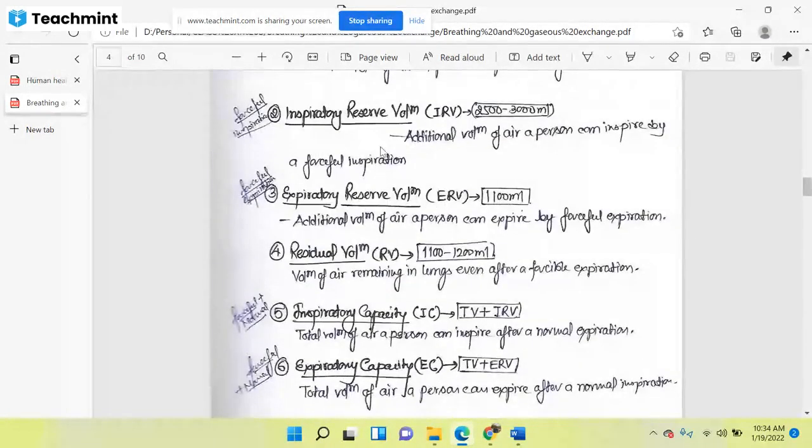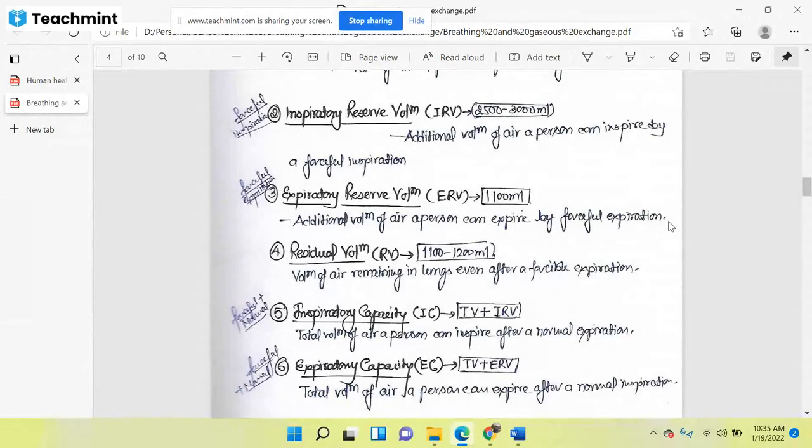Now, what is expiratory reserve volume? It is more or less like inspiratory reserve volume. By forceful exhalation, whatever amount of air we expel from our lungs is called expiratory reserve volume, and it is somewhat less than inspiratory reserve volume, because compared to inhalation we can exhale much less air by forceful expiration. Here it is around 1.1 liter. It is the additional volume of air a person can expire by forceful expiration.